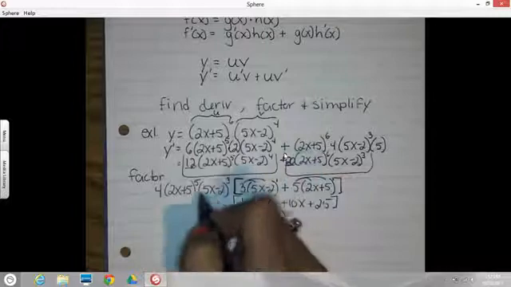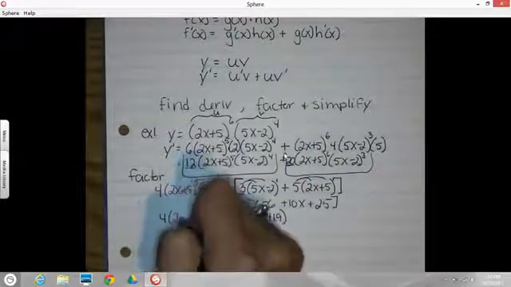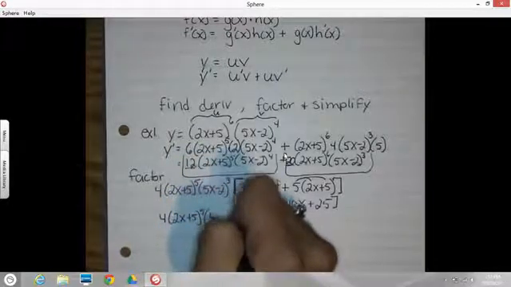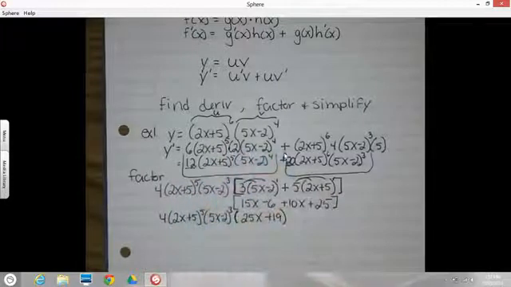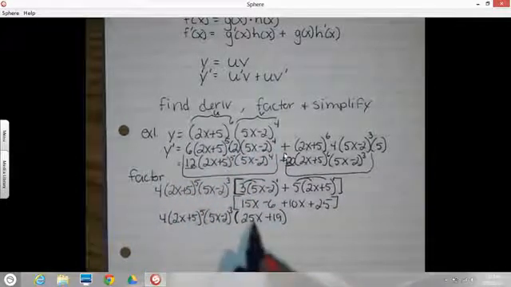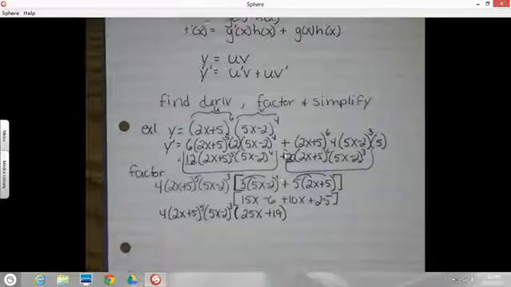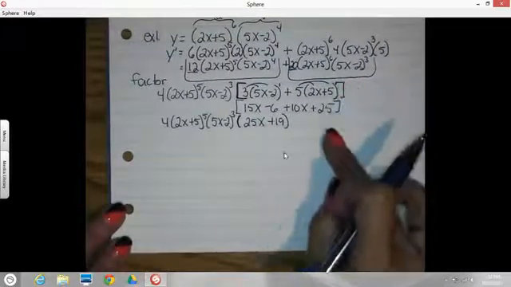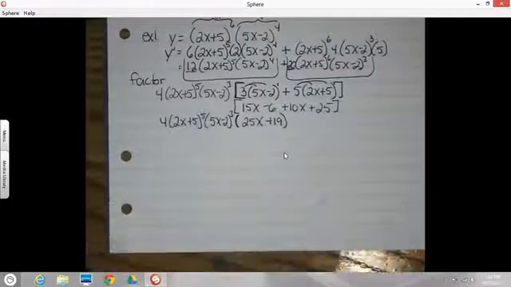And then I still have all of this stuff left. 4, 2x plus 5 to the 5th, and then the 5x minus 2 cubed. And I could distribute the 4 into that one, but I'm not going to. Okay, that's your product rule in a nutshell. More algebra than calculus. One line of calculus, 6 lines of algebra. Try another.